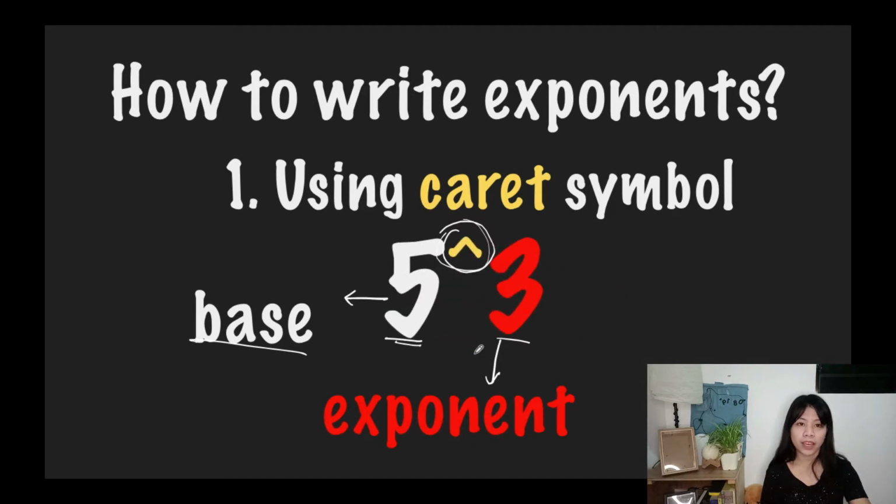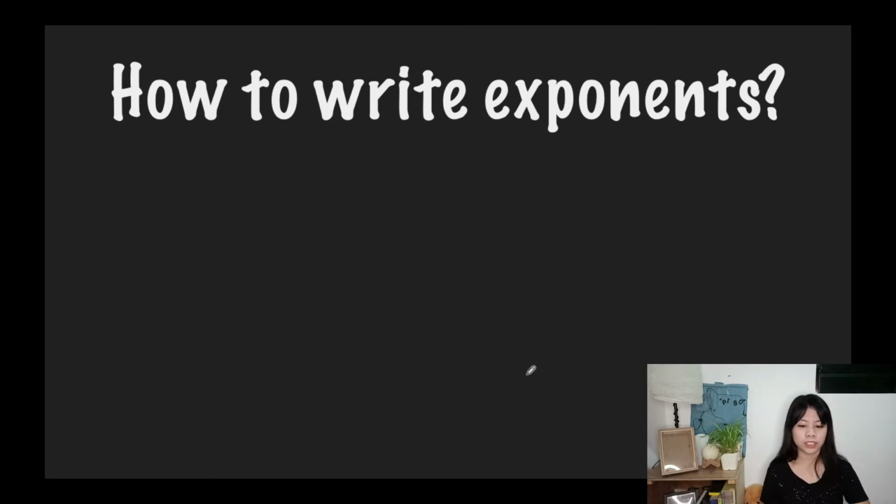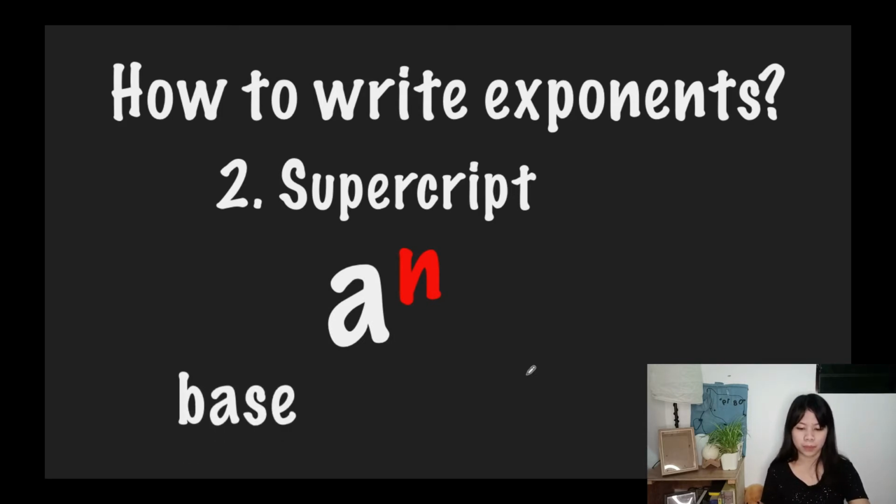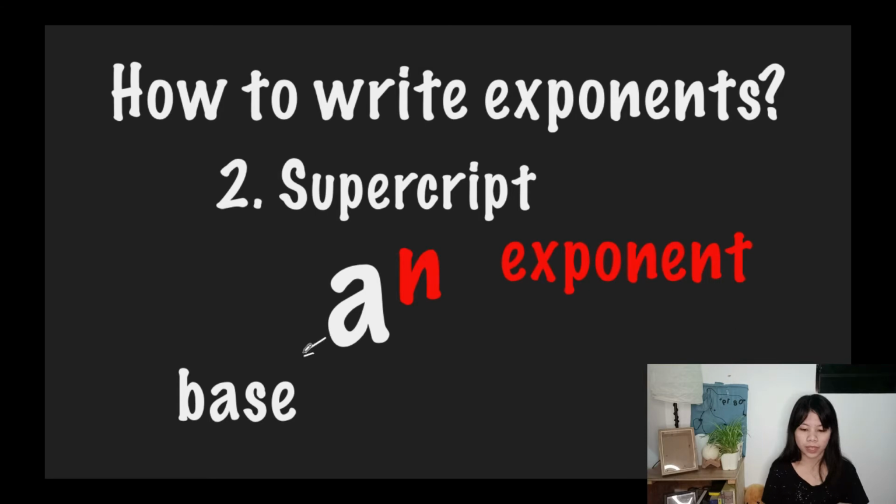Another example, 5 caret 3. 5 is the base, caret means raised to, and 3 represents the exponent. Another way of writing exponent is superscript. Superscript yung term, at nakita natin siya dun sa unang-unang part ng vid natin, which is a raised to n, where a represents the base and n represents the exponent. Pag sinabi nating superscript, para siyang maliit na number sa upper right part ng base natin. So, mas maintindihan natin siya sa mga examples na to.